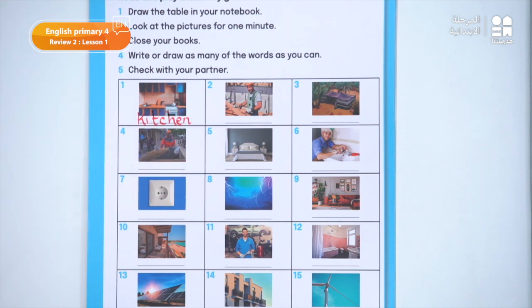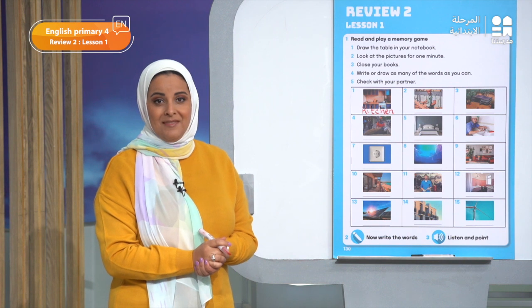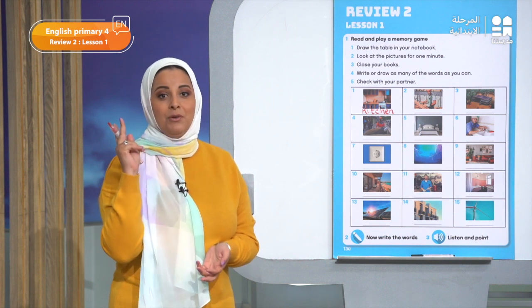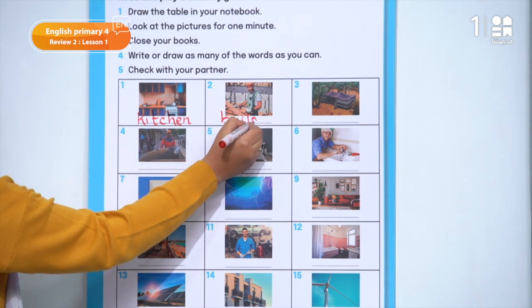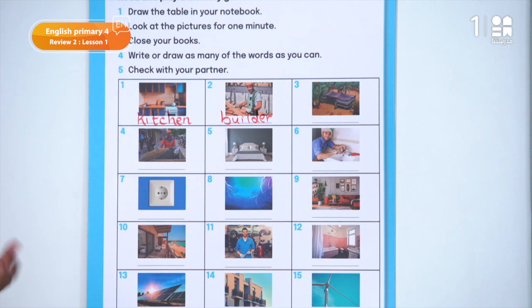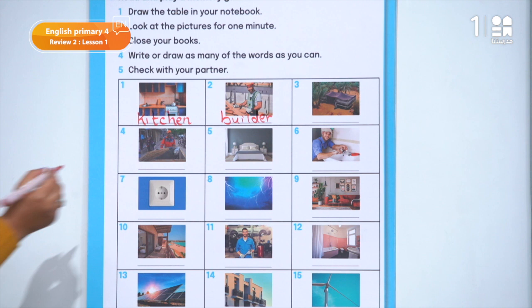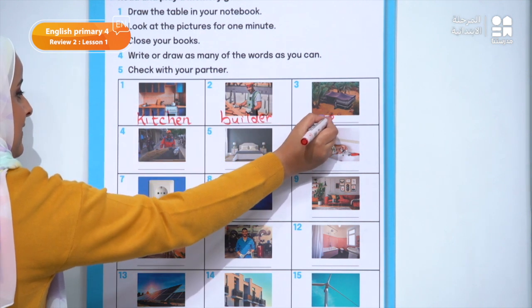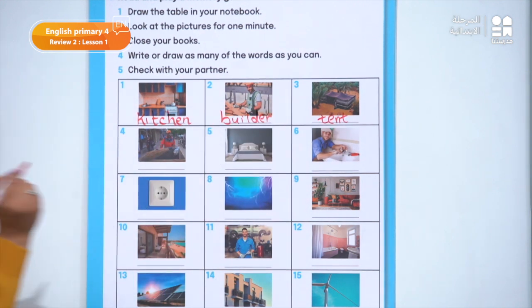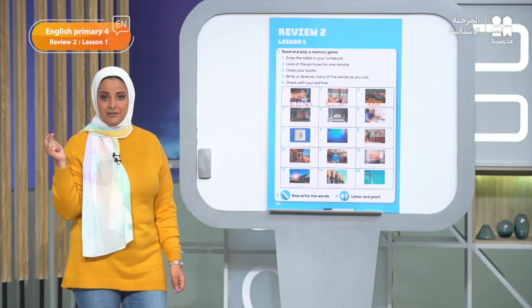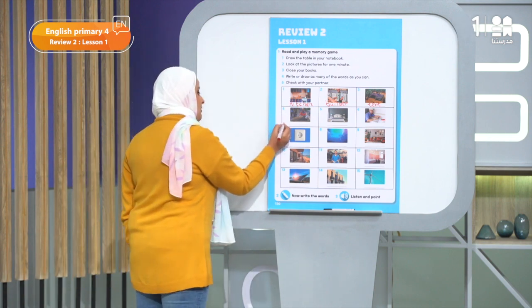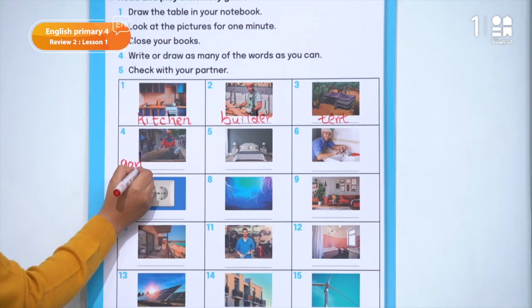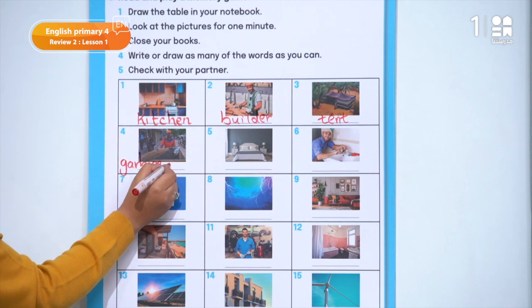Number 2, what is it? Builder. Very good. So number 2, builder. So let's write builder. Number 3, what is it? Tent. Super. So let's write tent. Number 4, garbage collector. Excellent. So let's write it together. Garbage collector.